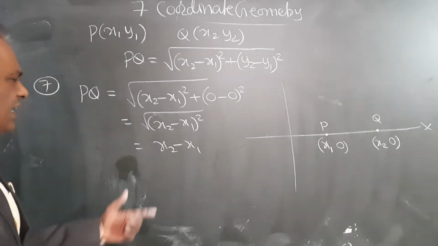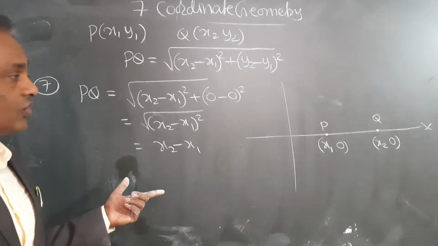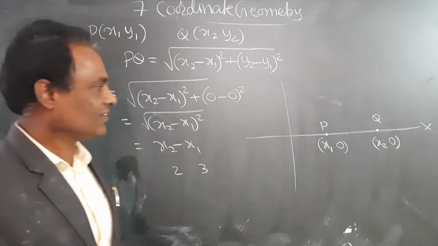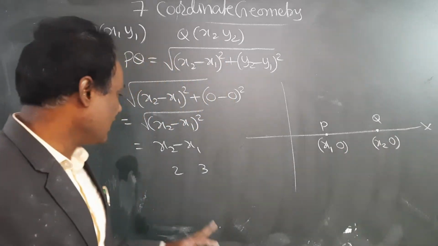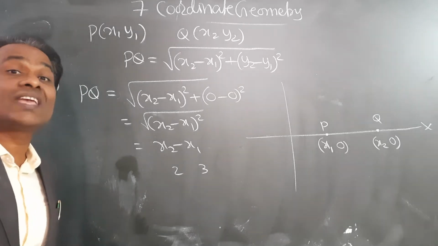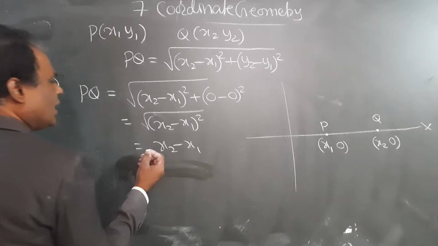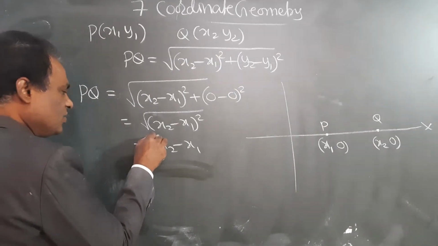But whenever we are writing x2 minus x1, we don't know whether x1 is greater or x2 is greater. Suppose this is 2, this is 3, for example. If I take this as x2 and this as x1, then x2 minus x1 means 2 minus 3, which is minus 1. Distance cannot be negative. So whenever you are writing a distance, you keep this symbol.